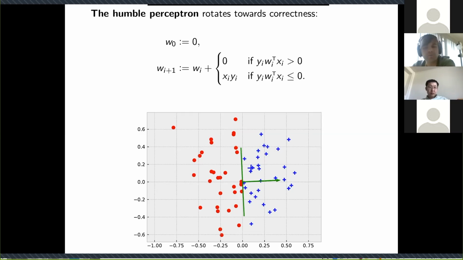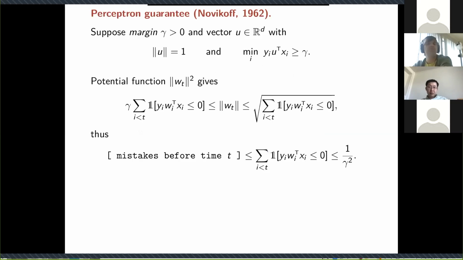And so for those of us that have seen this classical proof, it's a very beautiful proof from 1962 due to Novikov. And the proof says, suppose that there is a unit vector linear predictor which does separate all the data by some positive quantity called the margin gamma. Okay, and the thing I really want to highlight here is that I've looked into this a little bit. This is the first appearance of the margin concept at all. So that for me is already a very nice contribution.